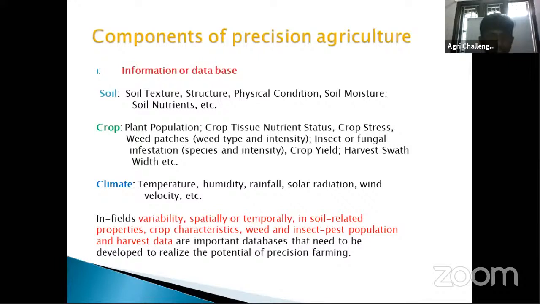Then crop related data, plant population, is it optimum or not? Then crop tissue nutrient status, based on the NDVI value we can assess your chlorophyll content. Based on that chlorophyll content, we will assess whether the plant is deficient in nitrogen or not. Then stress levels of the crop, maybe biotic, abiotic stress. Then weed patches from RGB, where there is more weed infestation, or where there is less infestation, where we have to apply the herbicide, or where we have to go for weed management.